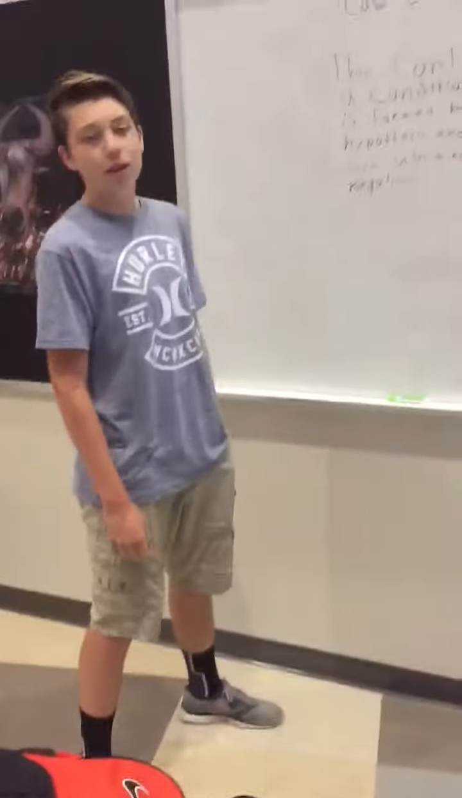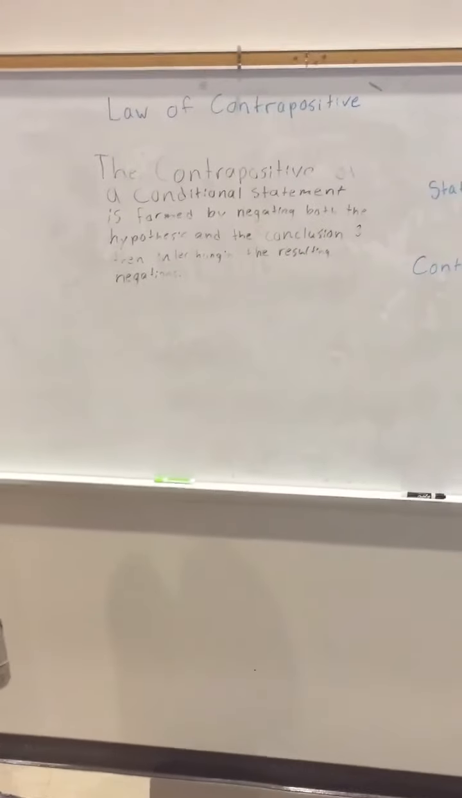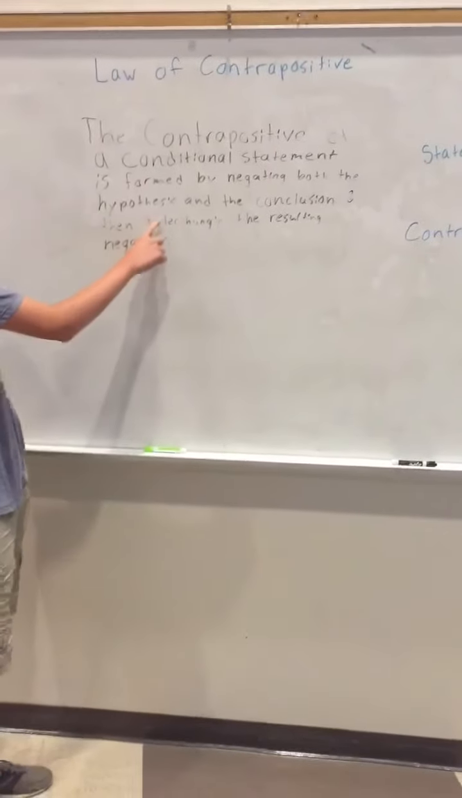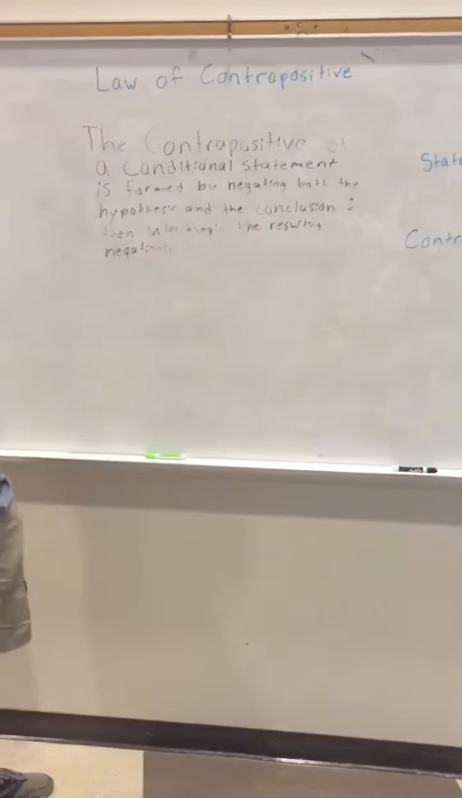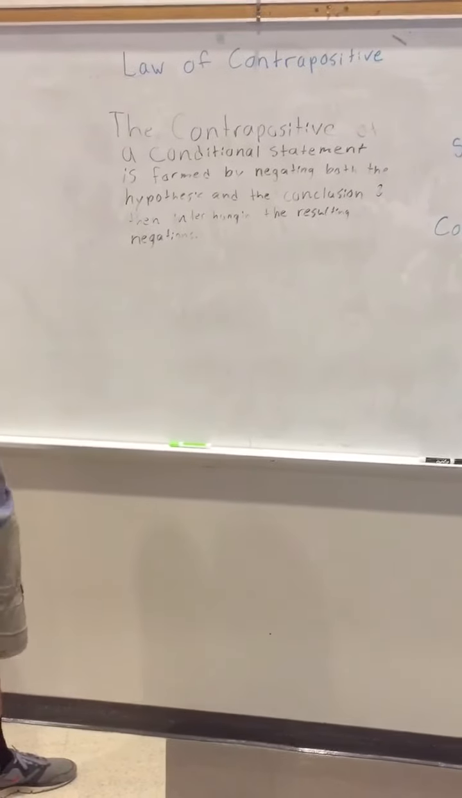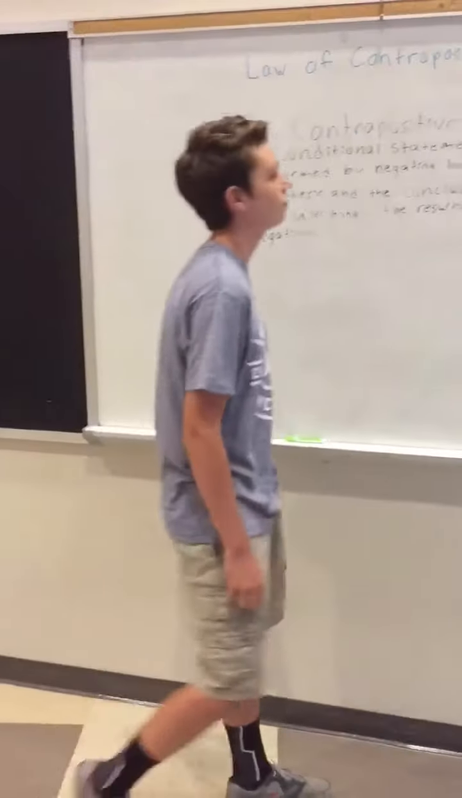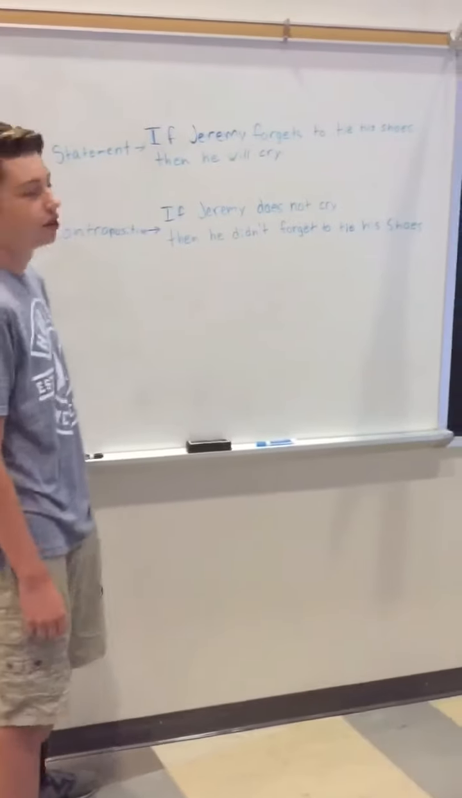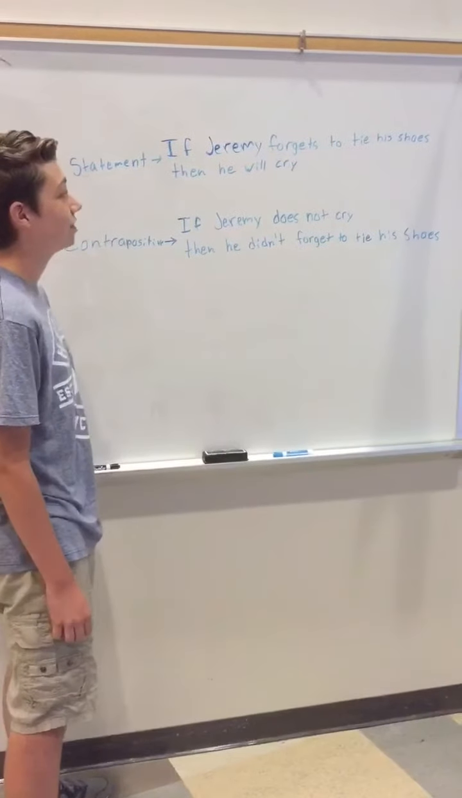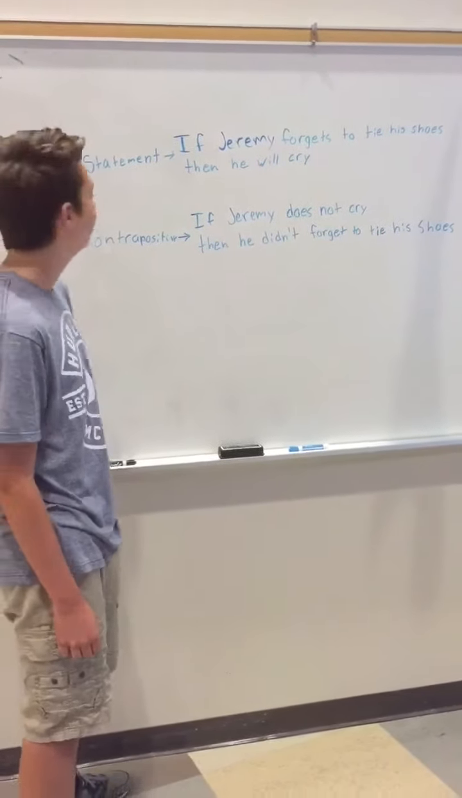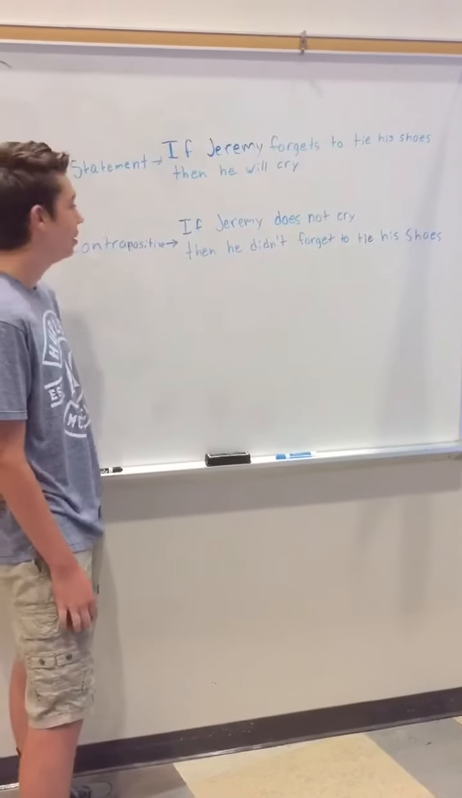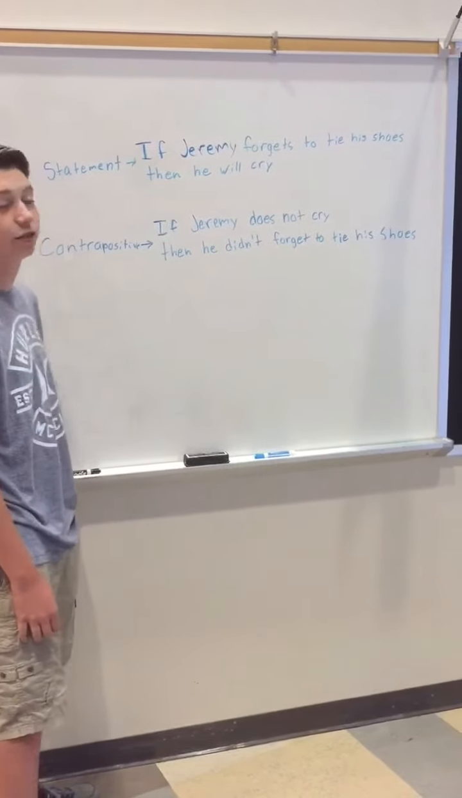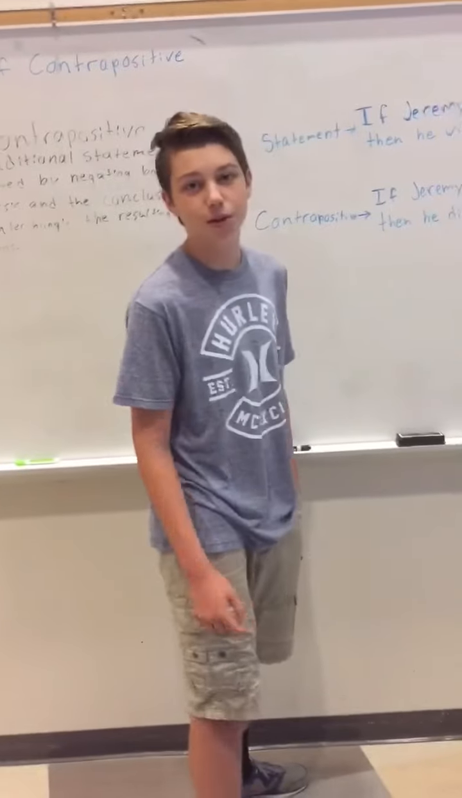Math. Today we will be learning about the law of contrapositive. The contrapositive of a conditional statement is formed by negating both the hypothesis and the conclusion, and then interchanging the results of the negations. So for example, if you have a statement, if Jeremy forgets to tie his shoes, then he will cry. And then the contrapositive, if Jeremy does not cry, then he didn't forget to tie his shoes, but he'll probably still cry.